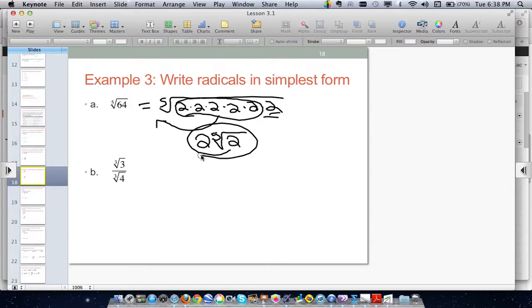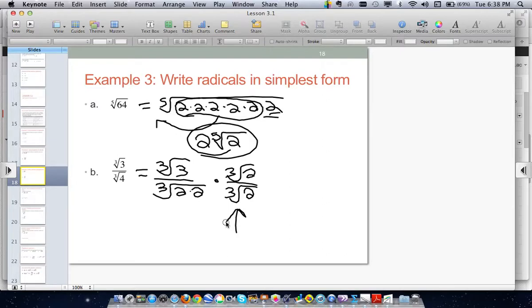Also remember that in simplest form, we can't have any radical signs in the denominator. So when I'm looking at example B, I know that 4 only has 2 factors, or 2 2's. So I need to basically think to myself, what can I multiply this by in order to have a 3rd 2? So I'm going to multiply by the cube root of 2 over the cube root of 2. This whole thing right here equals 1. And what that gives me is now I have 3 2's in my denominator.